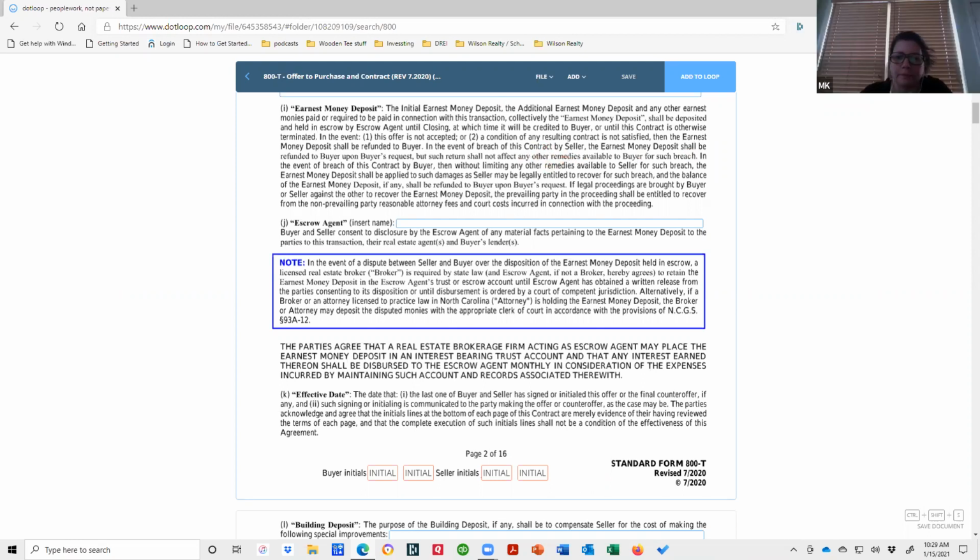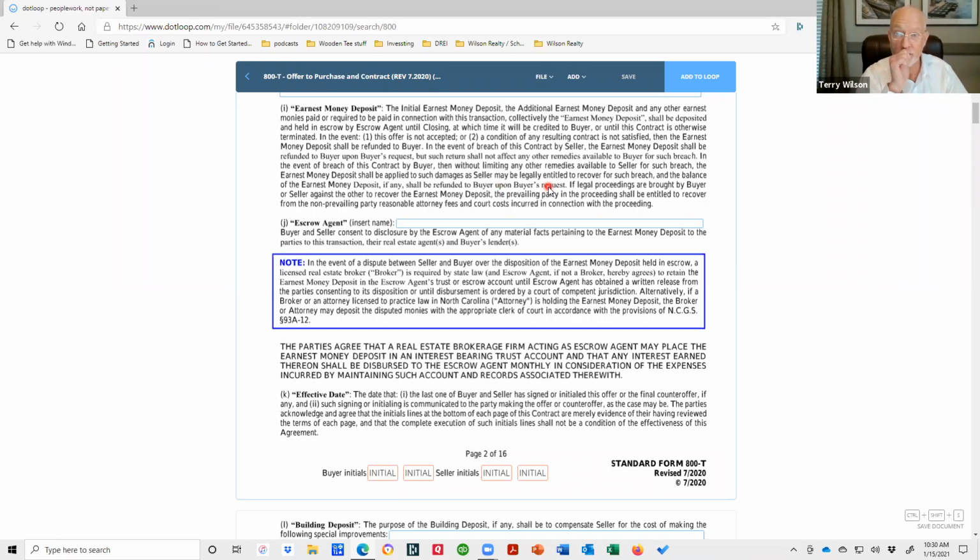That's fine. In the event of a breach of this contract by the buyer, and again, during the pre-construction period, that's kind of the due diligence period. The buyer really can't breach during the due diligence period because they paid for the right to walk away. But if they walk away after that, then without limiting any other remedies available to the seller for such a breach, the earnest money deposit shall be applied to such damages as seller may be legally entitled to recover for such breach, and the balance of the earnest money deposit, if any, shall be refunded to the buyer upon the buyer's request.